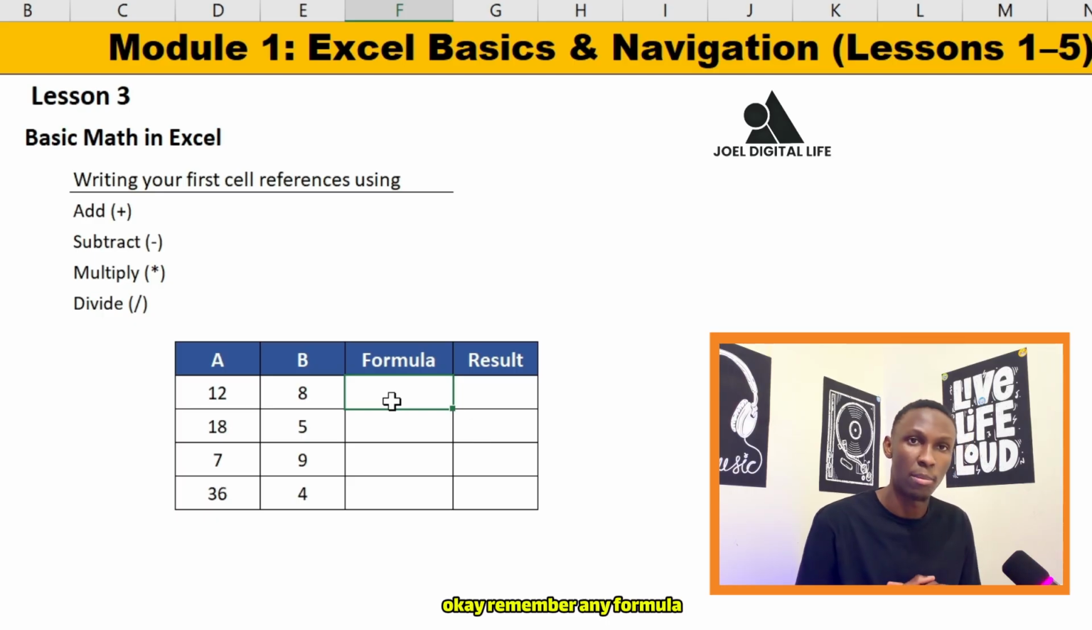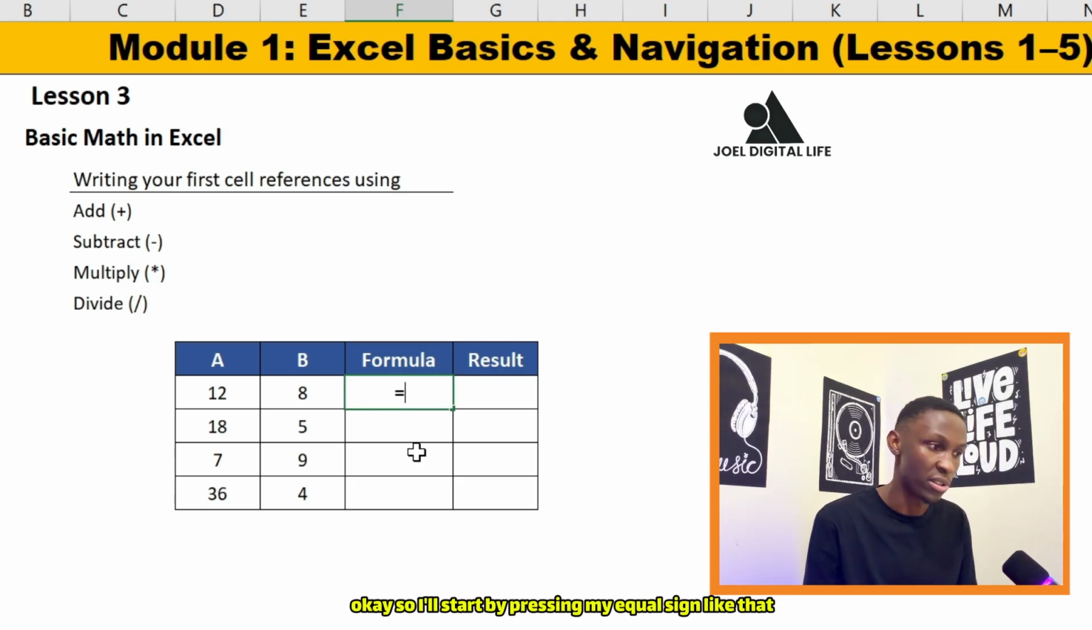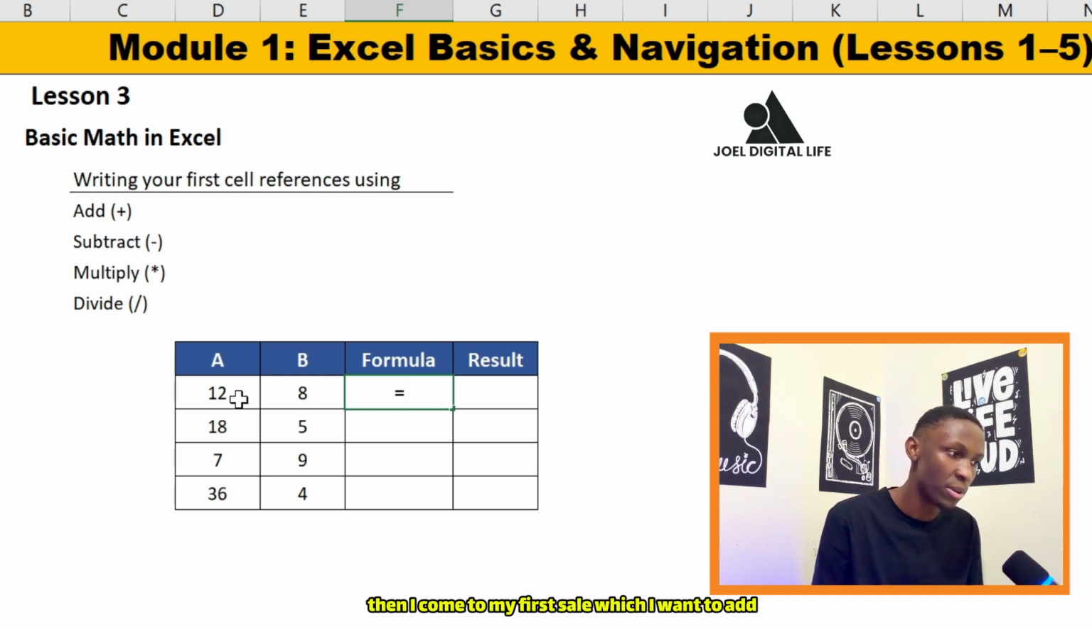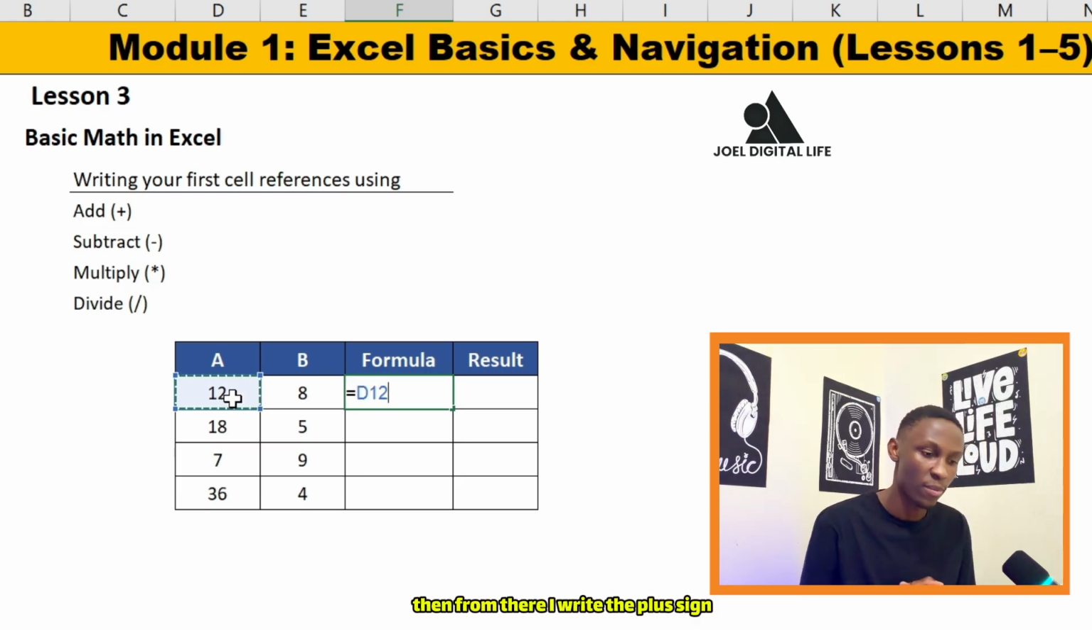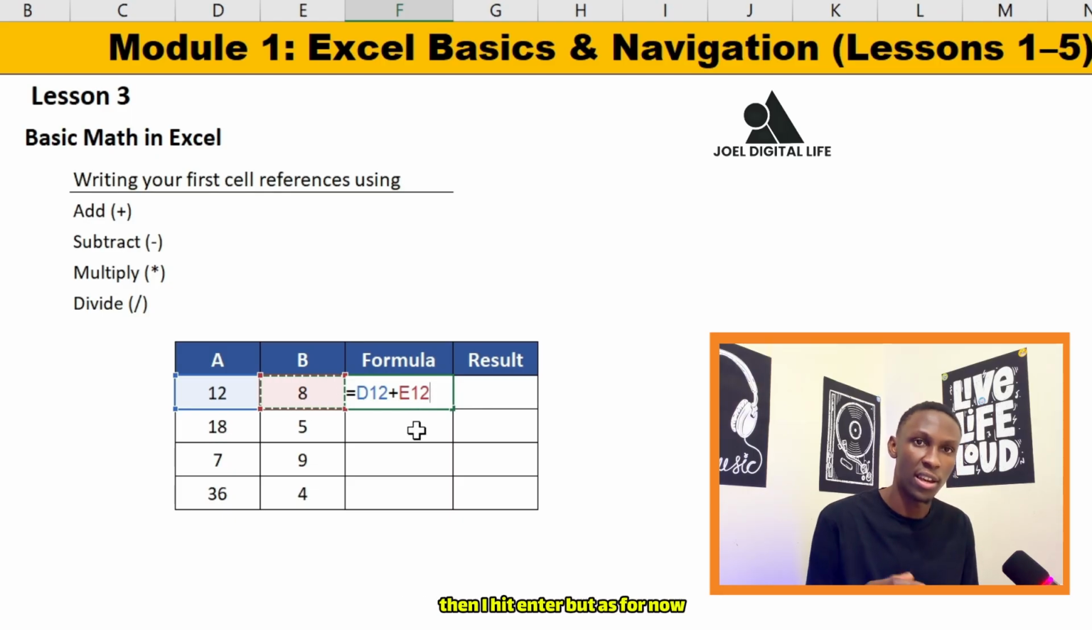Remember, any formula, any function starts with an equal sign. So I'll start by pressing my equal sign like that. Then I come to my first cell which I want to add, and I just click it like this. Then from there, I write the plus sign. I press shift plus, as you can see. Then I click another cell.